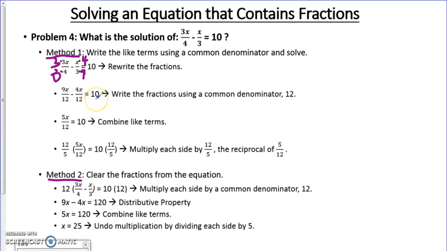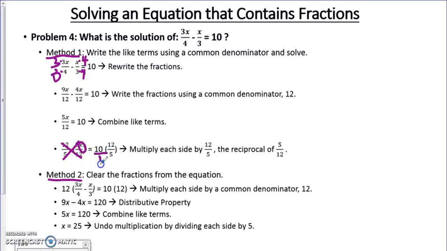Remember, when you're adding or subtracting fractions, you just add or subtract the numerators, leave the denominator the same. So 9x minus 4x is 5x over 12 equals 10. Okay? Then you're going to multiply. You could do this one of two ways. You can multiply each side by the denominator of 12 and then divide by 5, or you can multiply by the reciprocal. The reciprocal of 5 over 12 is 12 over 5. Notice how I'm not multiplying by x, just the numbers, so we're left with x.